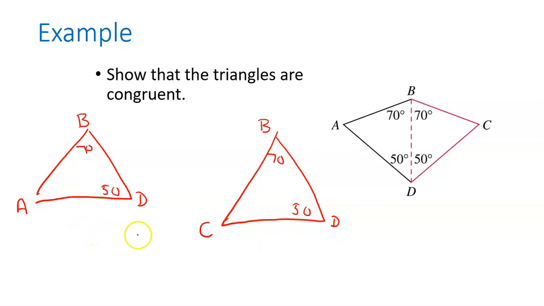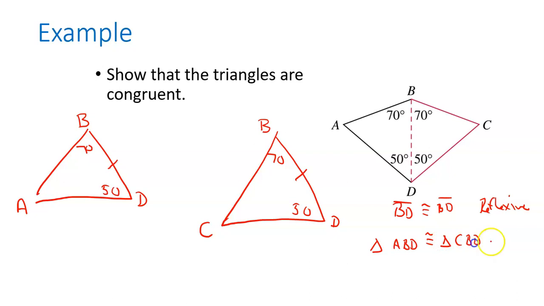So I've got 2 angles, and what else? Well, this side over here is congruent to that side over there by the reflexive property, right? BD is congruent to BD. That's reflexive. And so the 2 triangles are congruent. Triangle ABD is congruent to triangle CBD by what? Angle side angle.